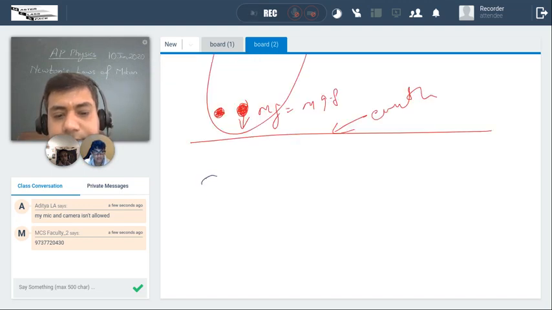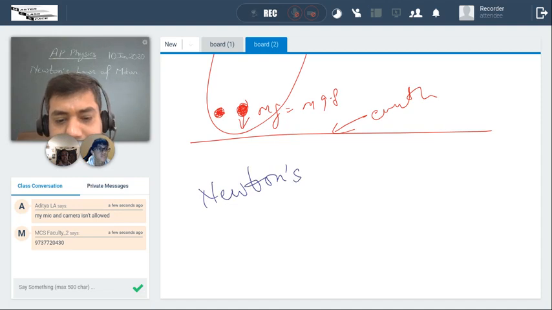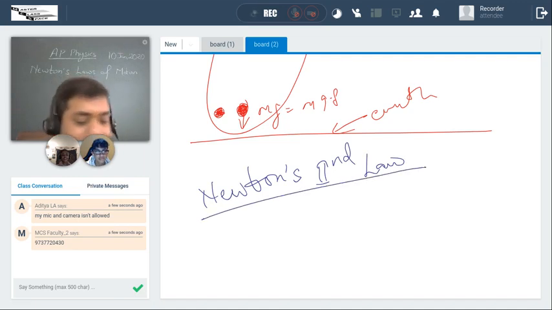Ishita will tell. Newton's second law, my dear friend. I remember you explaining this to me, but I kind of forgot what you said. All I remember is Newton's second law is simply F equals ma. That's all I can say confidently. Okay, very confident. This is really awesome.